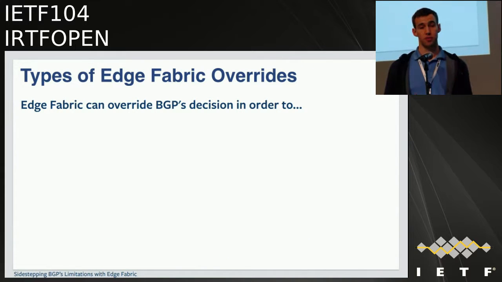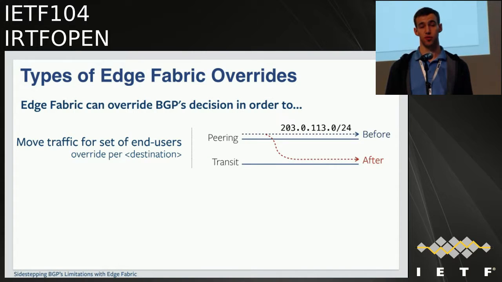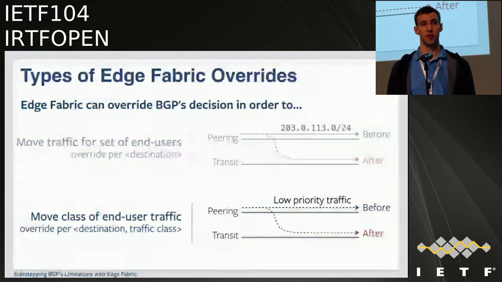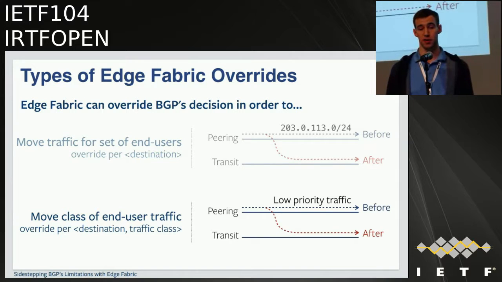So Edge Fabric can perform two types of overrides. It can override BGP's decision in order to move traffic for a set of end users. So for instance, we can say on a per destination basis, override what BGP would typically do, which is perhaps send that traffic via a peering link, and instead send it via a transit link. It can also move a specific class of end user traffic. So for instance, I can send low priority traffic, which is perhaps non-video traffic, which would have traditionally been routed by BGP over my peering link, and I can instead shift that to a transit link.